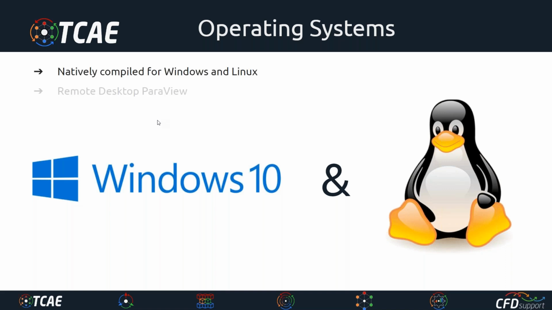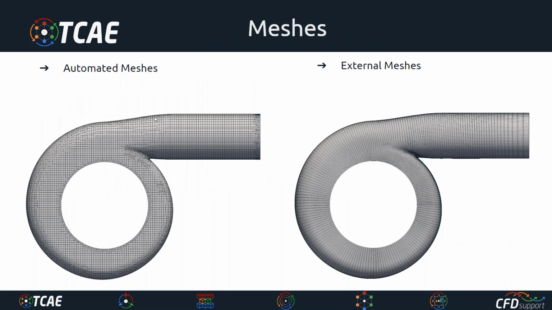On these two operating systems, the remote access is of course possible in batch mode and scripting and everything. So TCAE also includes a fully automated meshing system based on SnappyHex Mesh and NetGen, and also the external meshes created in another software can be loaded in it, right?